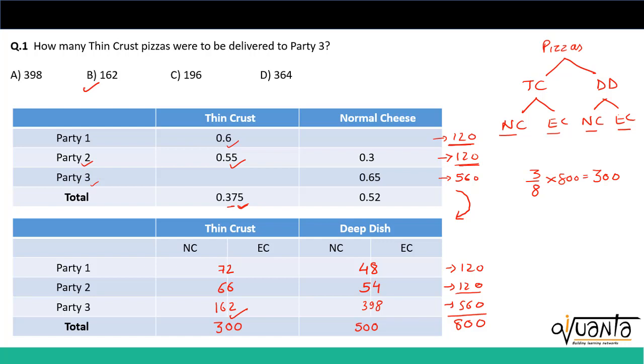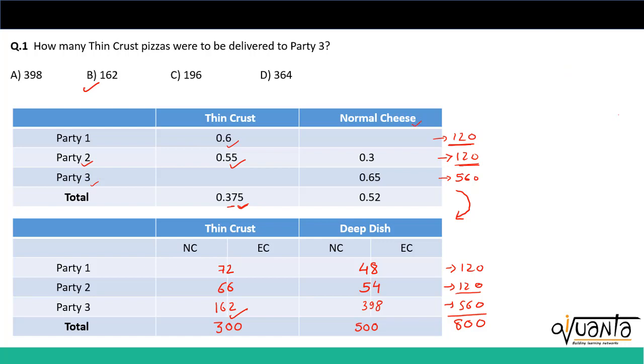Now we haven't used some information from the table, that is this normal cheese section. Now using this clue, we can say that the total number of normal cheese pizzas in party 2 was 0.3, that means 30% of what? 120. So 30% of 120 gives you 36. So that means the total number of normal cheese pizzas in party 2 was 36.